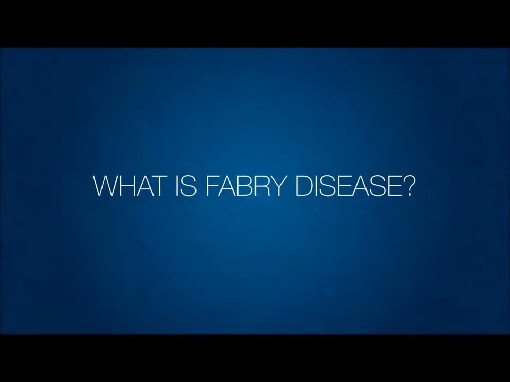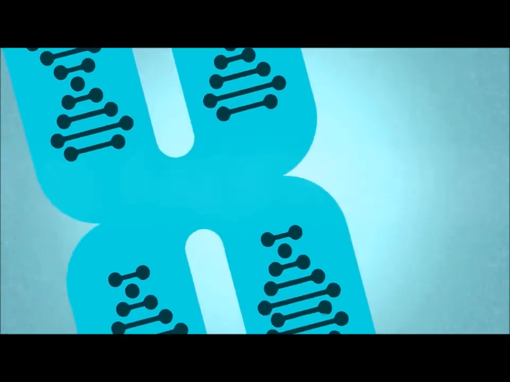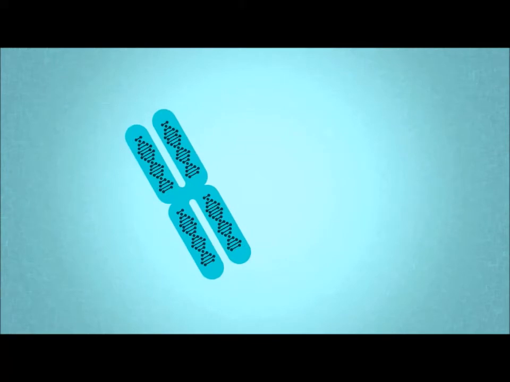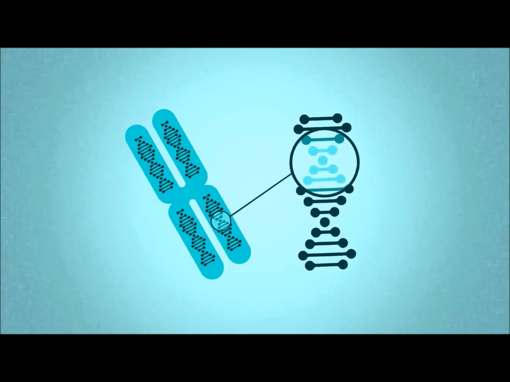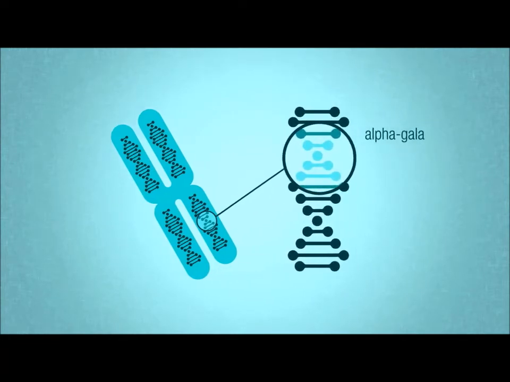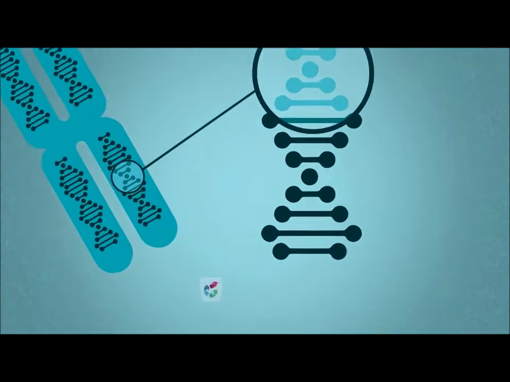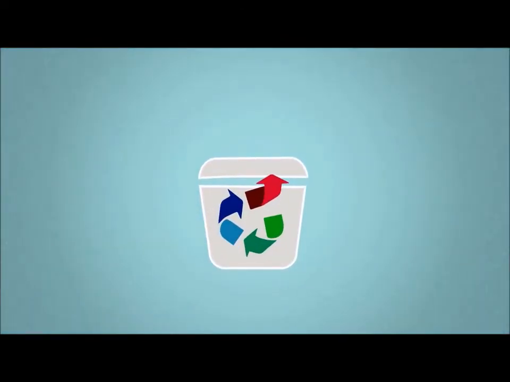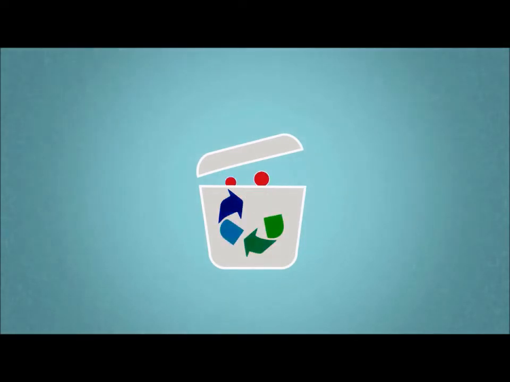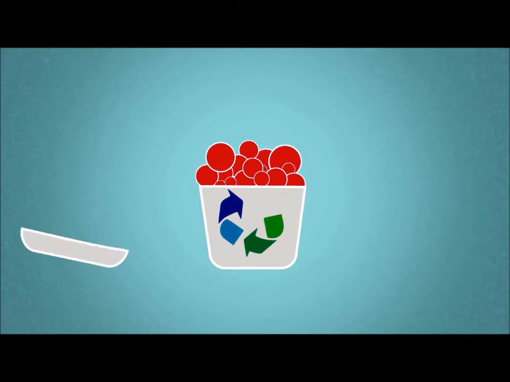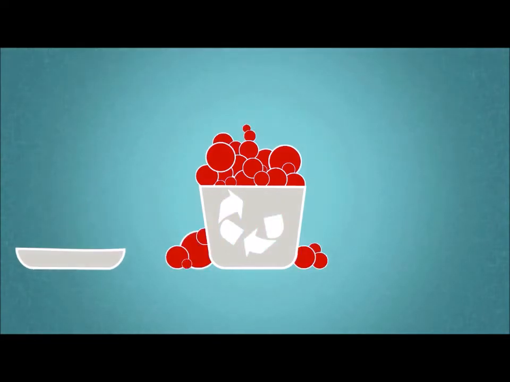What is Fabry disease? Fabry disease is an X-linked lysosomal storage disorder. Mutations of the X chromosome result in deficiency of the lysosomal enzyme alpha-galactosidase A. Lysosomes function as the recycling centers of the cell. They contain digestive enzymes that break down substances into smaller compounds. Deficiency in this enzyme results in progressive accumulation of globotriaosylceramide in lysosomes, leading to organ damage and premature death in men and women.